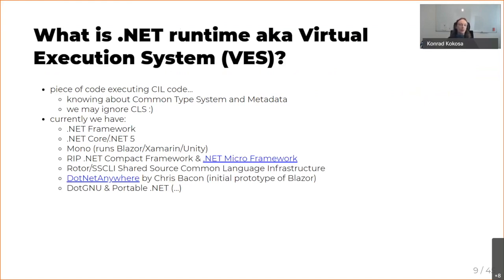And then we have also Mono, which is getting more and more popular, for example, mainly because it starts to run pretty important things like Blazor WebAssembly, Xamarin, Unity Game Engine. They are all based on Mono. Then we have less popular ones like .NET Compact Framework, .NET Micro Framework for small devices. We have, even before the open sourcing of .NET Core, we had the Rotor, which was shared source common language infrastructure and academical initiative to provide open sourced version of the runtime, mostly for just learning how it works.